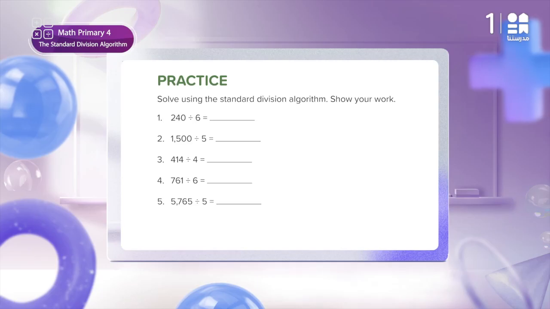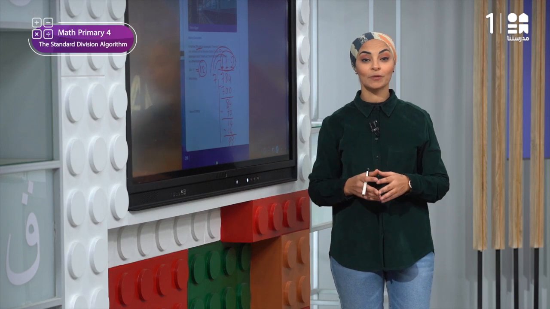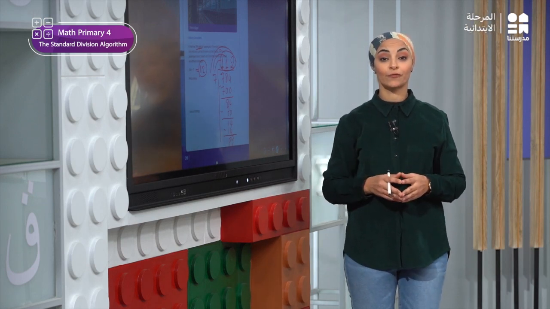And now after we have finished all this part, I want you to think about the easiest strategy for you and what strategy you need to practice more, and write your responses on the Madrastna channel page in the comments of our lesson. And now the rest of the problems in the practice part are of the same pattern we solved before. You can now practice solving them. The more you solve problems, the easier and faster the standard algorithm will be for you.